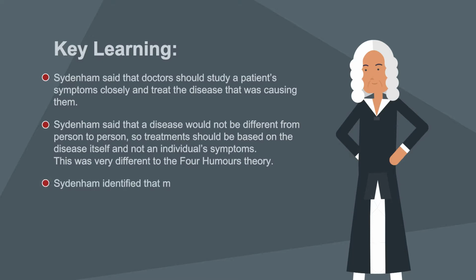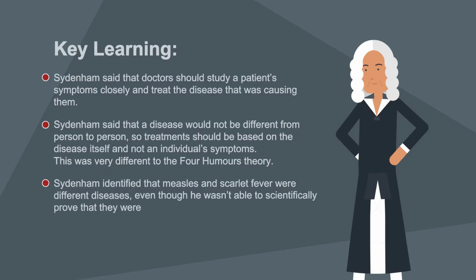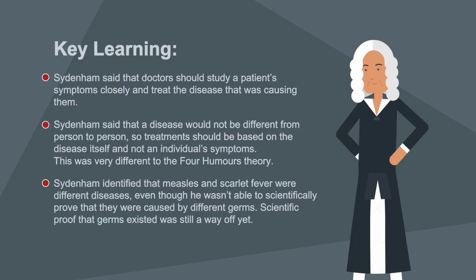Sydenham identified that measles and scarlet fever were different diseases, even though he wasn't able to scientifically prove that they were caused by different germs. Scientific proof that germs existed was still a way off yet.